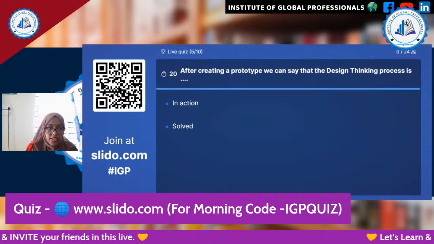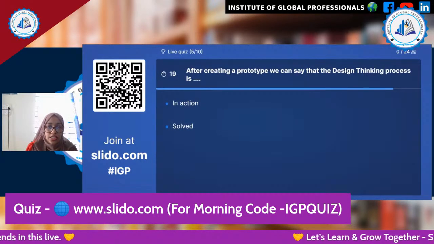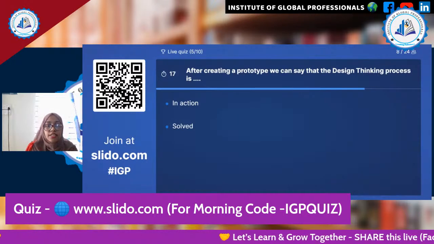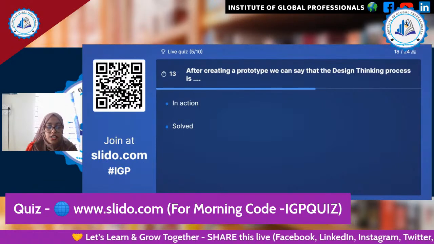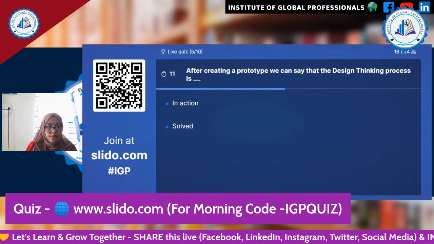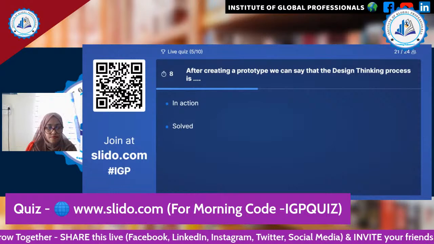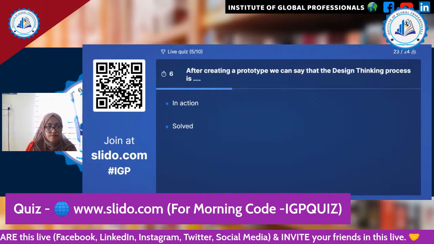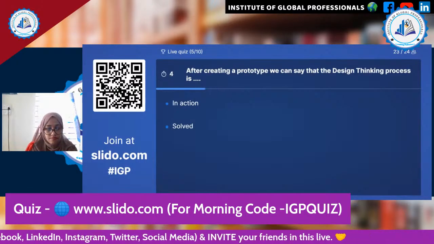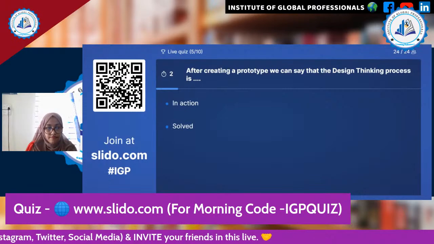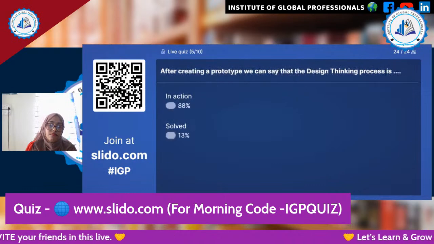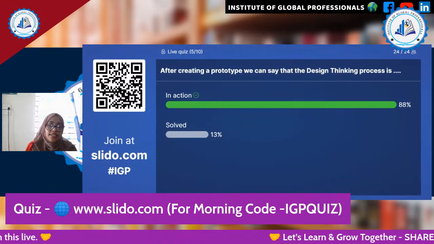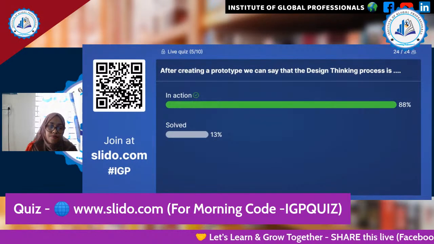Fifth question. After creating a prototype, we can say that the design thinking process is: first option, in action; second option, solve. And the correct answer is in action.